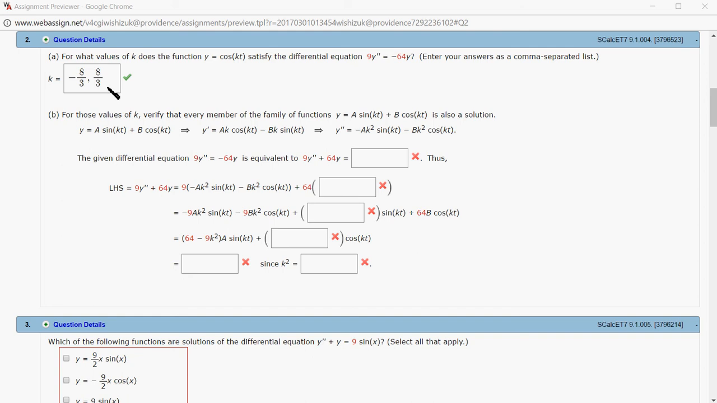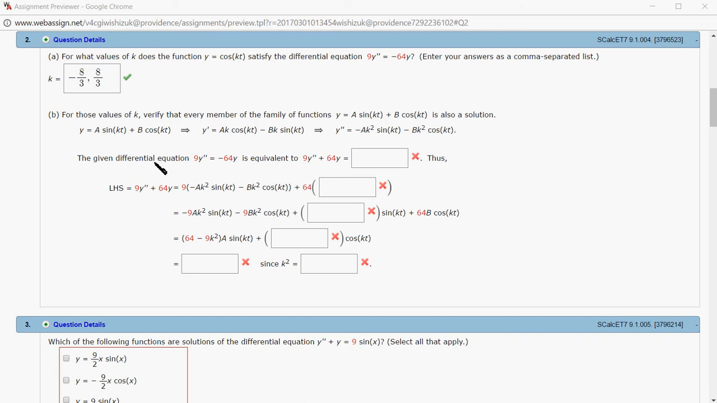Let's look at part B. For those values of k, which means that k is either negative 8/3 or positive 8/3, verify that every member of the family of functions y equals a sine of kt plus b cosine of kt is also a solution. Conveniently, they actually took the derivatives for us. So we have all three derivatives given here.